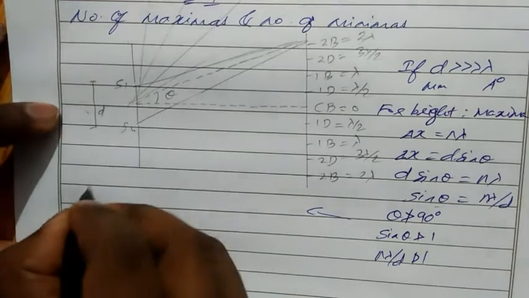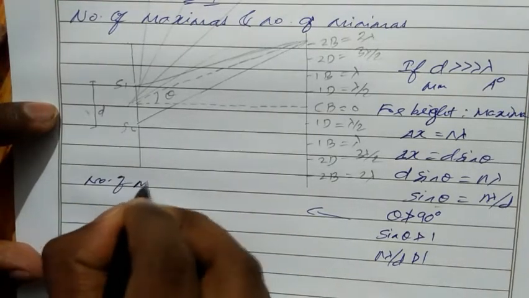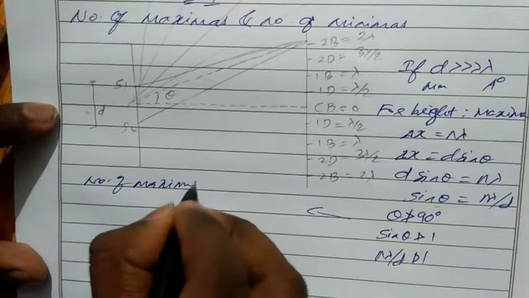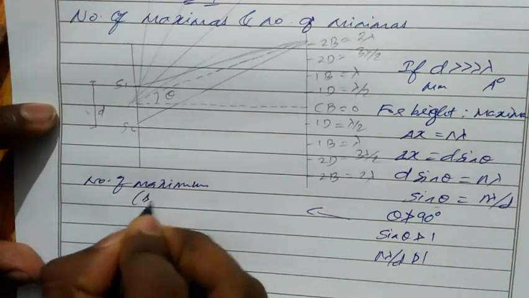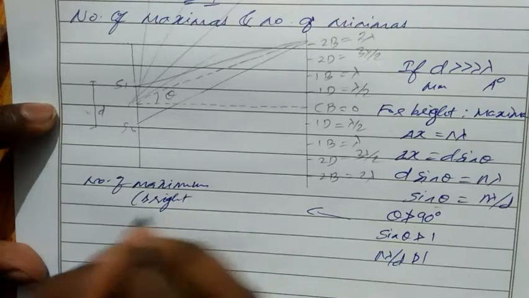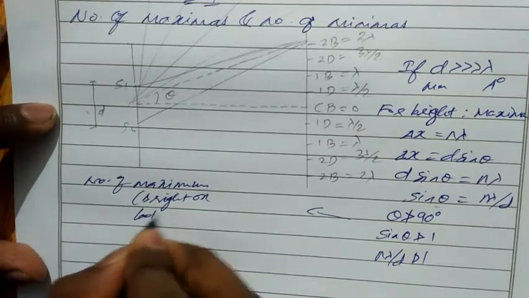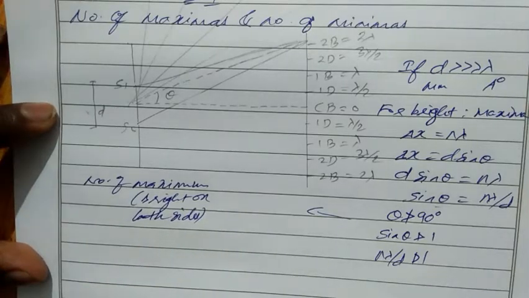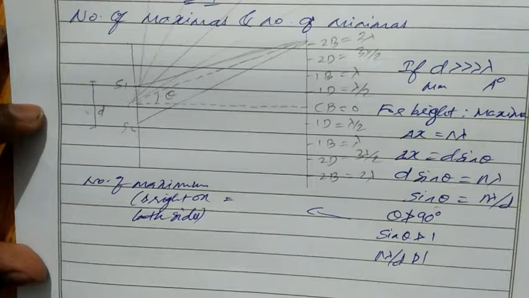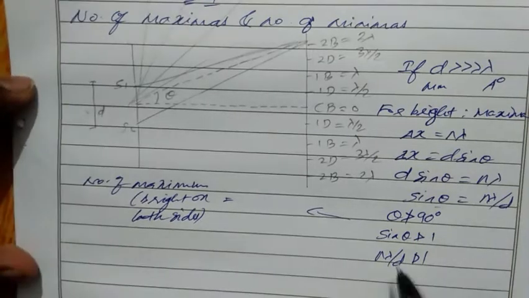Then we can write the number of maximum fringes, or we can write bright on both sides, will be equal to... that is the n value. We take the n value from this equation.